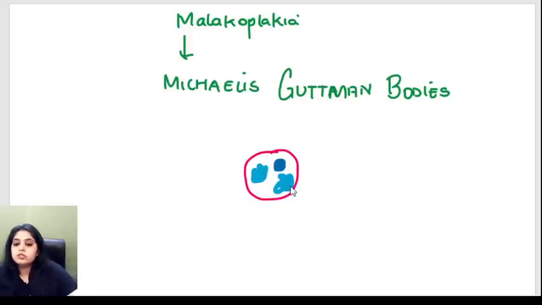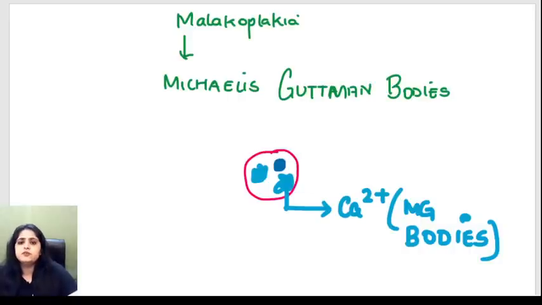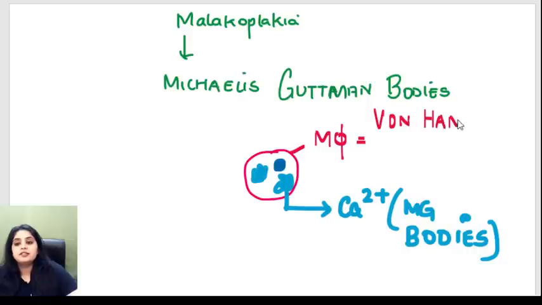And what is this bluish color material? This bluish color material is calcium. This means which bodies are these? These are the Mg bodies. On the other hand, what was this entire cell which has eaten it up? Which is the foodie cell which eats up everything? The foodie cell is always the macrophage. So what is this macrophage known as? This is known as the von Hansmann cell, and that is the scientist after which it is named.